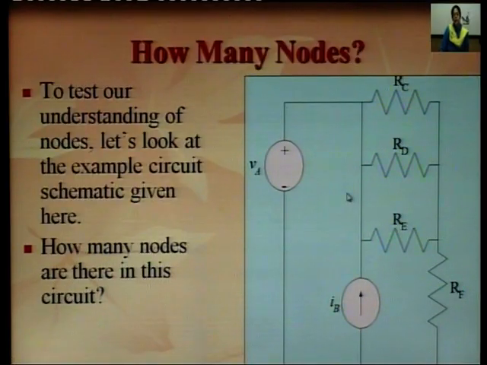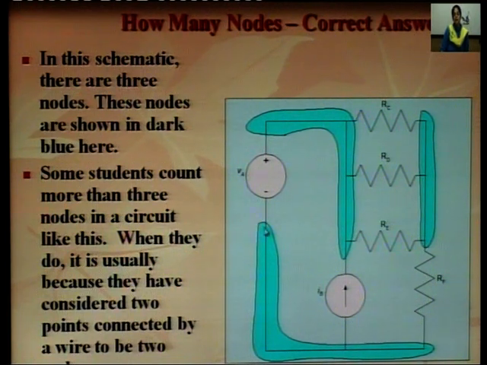So now let's see how many nodes are there in this diagram. To test our understanding of nodes, let's look at the example circuit given here. How many nodes are there in this circuit? So there are three nodes which are shown with this dark blue color. Just see here, these are three nodes, the points where the components are connected. Here three resistances are connected, again here three resistances are connected, and here one resistance and these two voltage sources are connected. So there are three nodes in this circuit.